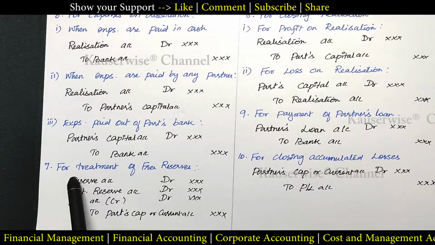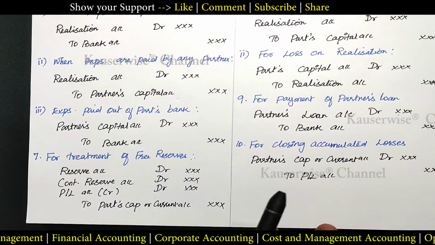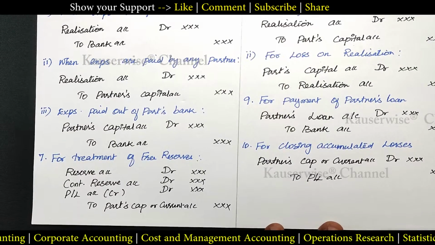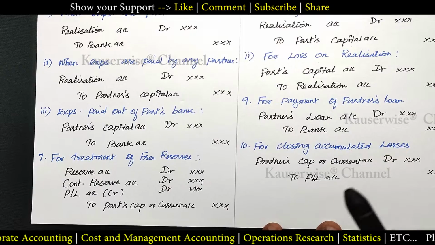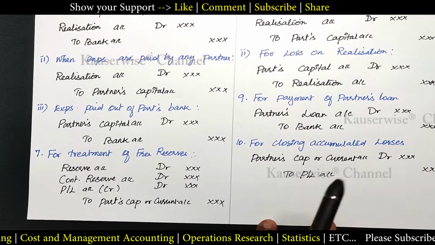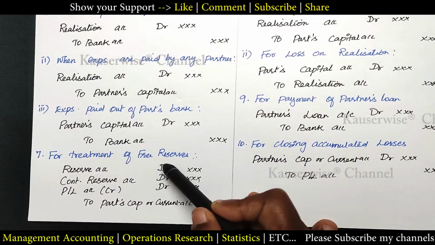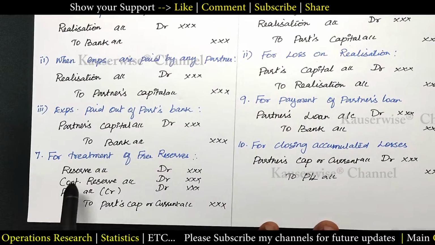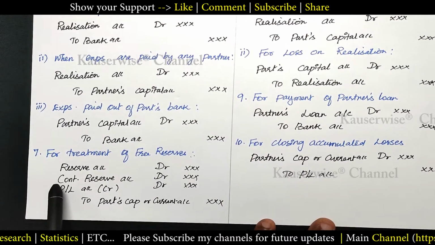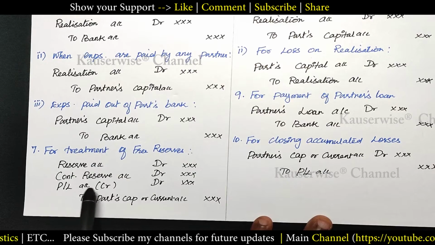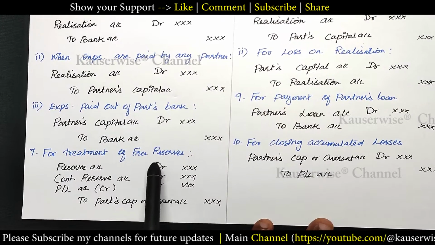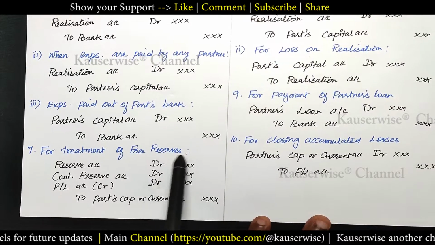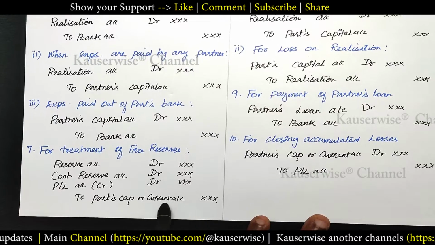The next one, for treatment of free reserves. After closing down all the assets, liabilities and provisions, if there are any free reserves, undistributed profit or accumulated profit, everything belongs to partners. Just transfer all those items to partners capital account or current account accordingly. This is the entry: reserves account debit, contingent reserve account debit, profit and loss credit balance, that is profit. These profits, reserves and surplus belong to partners, so transfer them to partners capital account or current account.